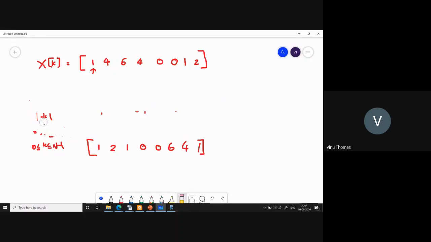Now how did I get this expression? How did I get this sequence? This is x of minus k modulo n for 0 less than or equal to k less than or equal to n minus 1. I get this by a process known as circular reflection. For that, I write my first sample like this. Then I take my last sample and write it as my second sample. Take the last remaining sample, write it as my third sample, and go on.